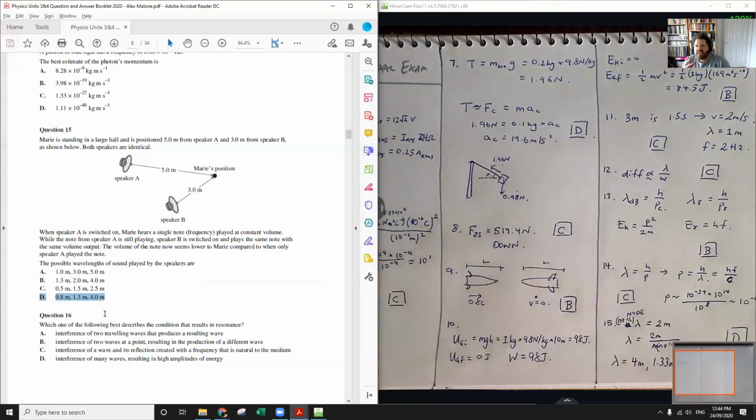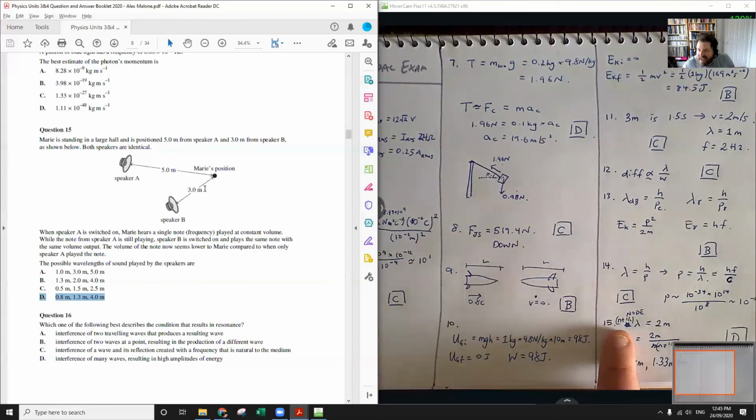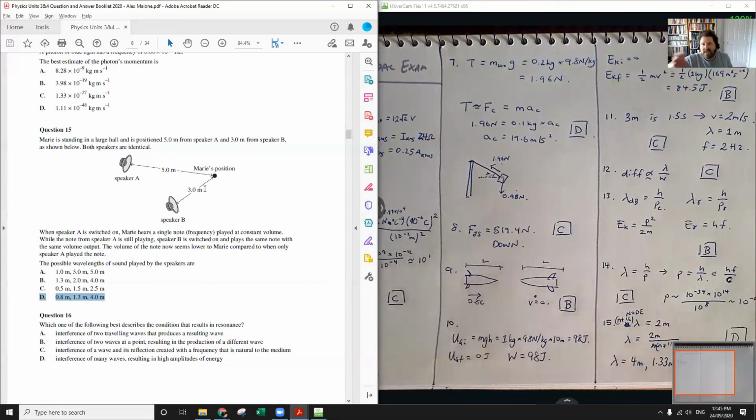So yeah, the insight there was we know the path difference, and we know that nodes happen at half integer multiples of wavelengths being equal to the path difference. So we plug in half a wavelength, 1.5 wavelengths, 2.5 wavelengths, etc., as the path difference of 2 meters.